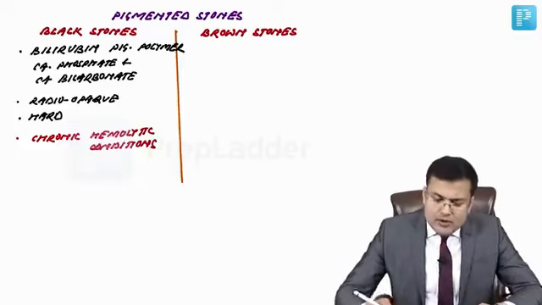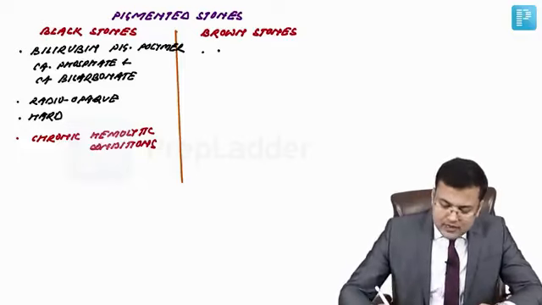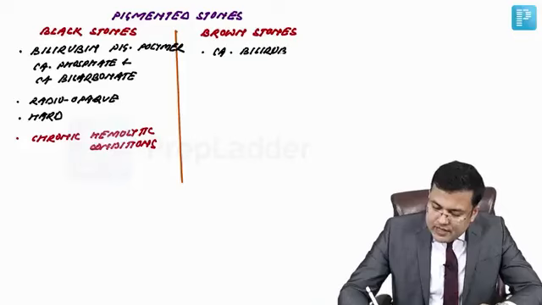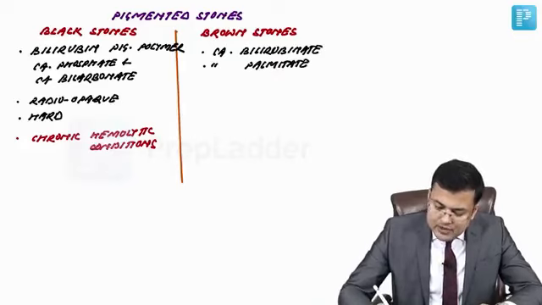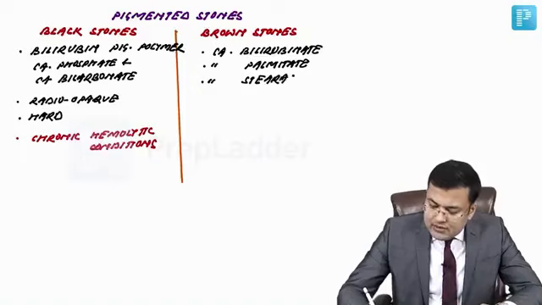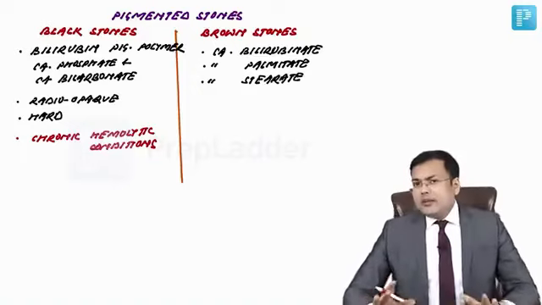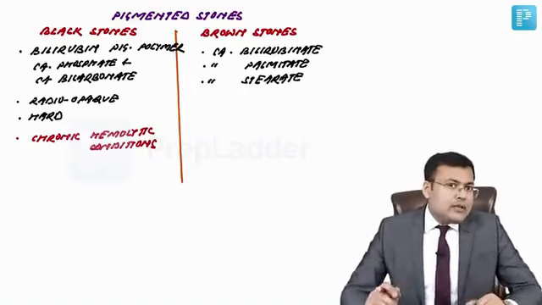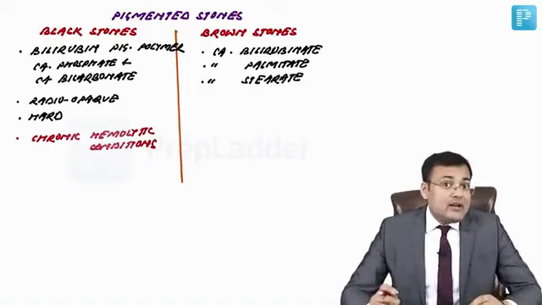What's the composition of brown stone? It is composed of calcium bilirubinate, calcium palmitate, and calcium stearate. Calcium bilirubinate, calcium palmitate, and calcium stearate. Simple. Brown stones are more common in CBD and these are rare in gallbladder.